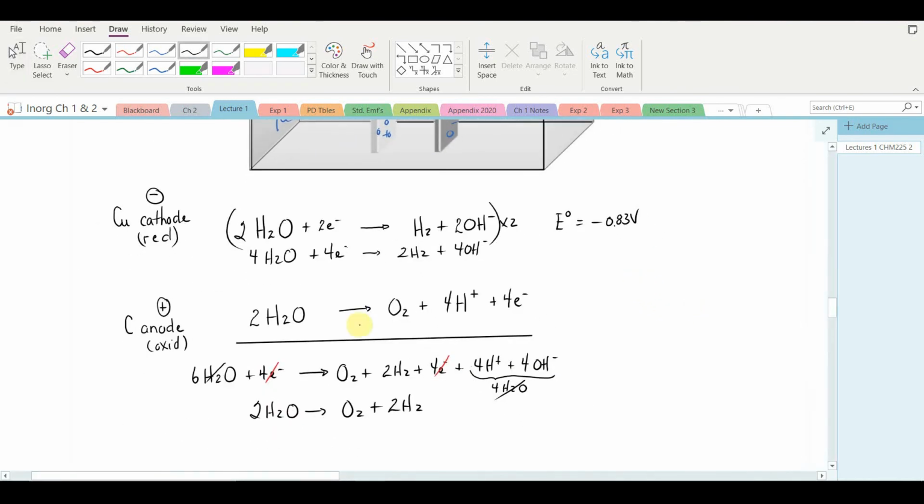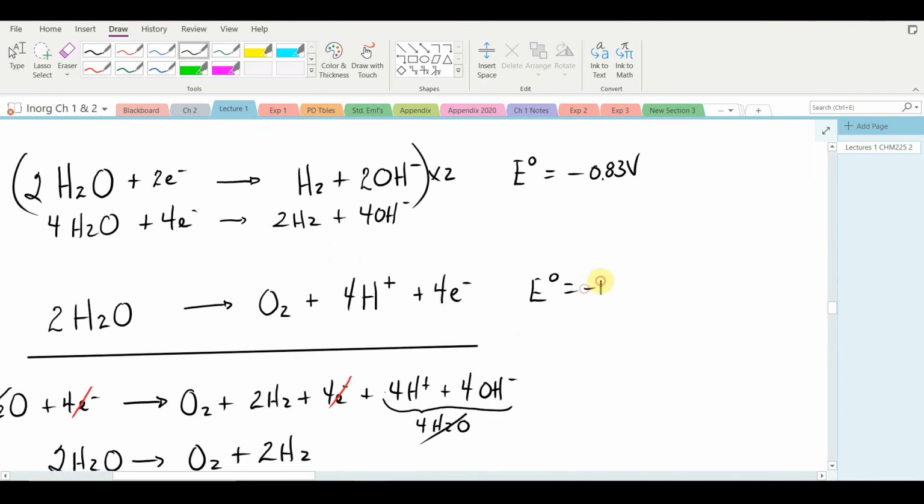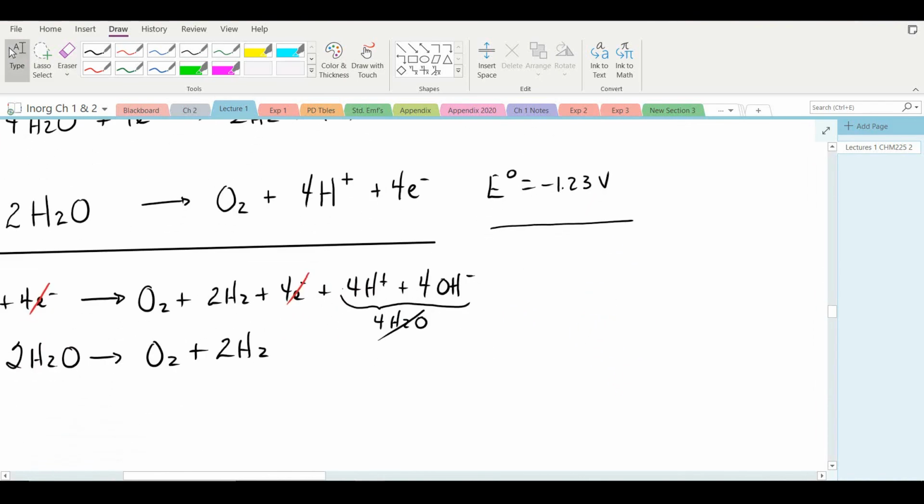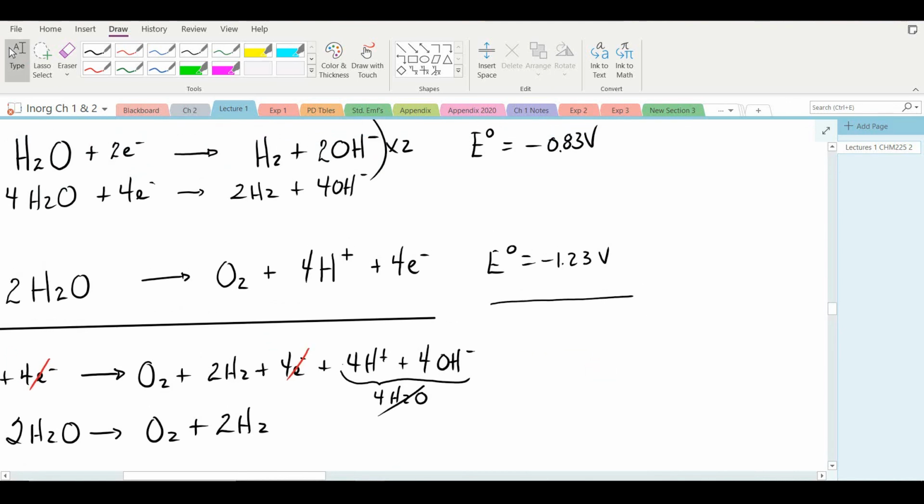For the oxidation of water, the standard electrode potential for that is negative 1.23 volts. If we add those together, we find for the entire reaction that E0 equals negative 2.06 volts, which tells us we have to apply at least 2.06 volts on our power supply to force it to occur. Now in reality, we usually have to apply a little overpotential, something a little higher. There's always some loss of energy in any transfer process in reality, but it'll be slightly greater than 2.06 volts.